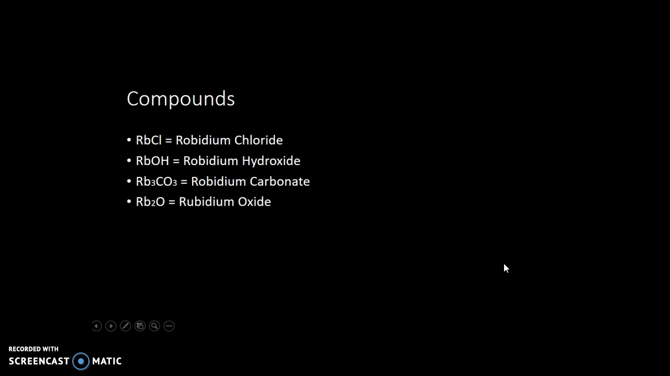Rubidium has several compounds, and the one you find the most is rubidium oxide, which is Rb2O. And rubidium oxide is the powder form of rubidium. And then you have rubidium hydroxide, which is the one that's created before, which is RbOH. And you have rubidium chloride, which is RbCl. And then you have rubidium carbonate, which is Rb2CO3. These are all compounds that rubidium can make when it gets mixed with other elements.